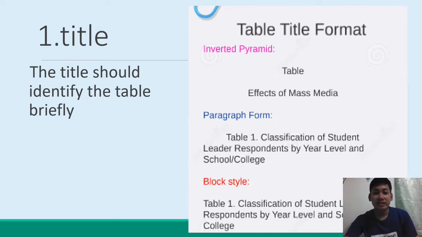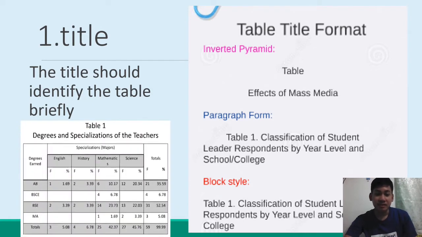So in the title, we have the table title format. So we have inverted pyramid. As you can see in the slide, it is centered. Paragraph form, so that is the example. Then block style, which is aligned to the left. So in this example, it is an inverted pyramid. So as you can see, it is centered.